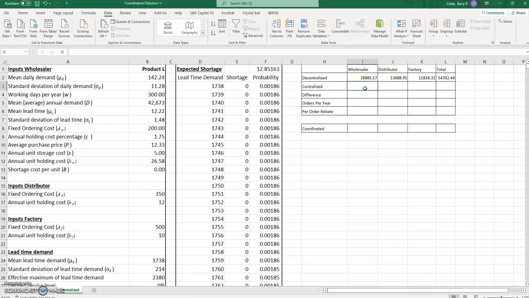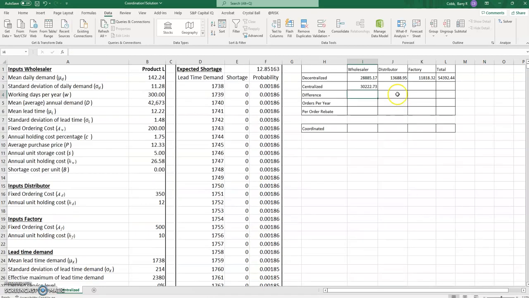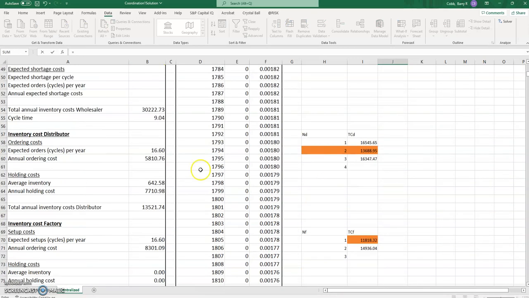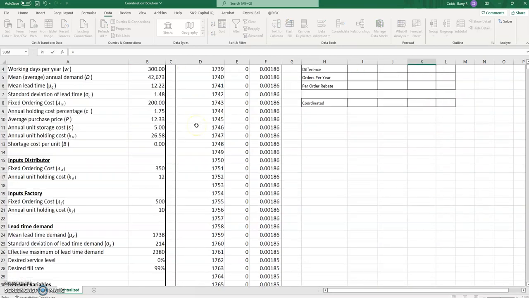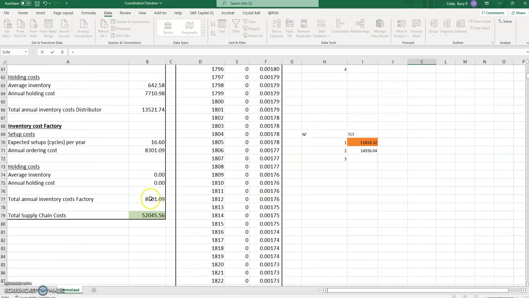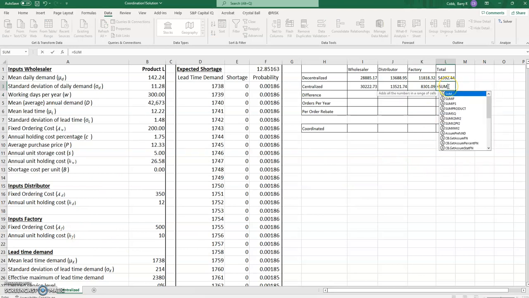Then we'll link these on the same tab here to the centralized solution. So the wholesaler centralized solution is a cost of $32.23. The distributor solution, cell B66, and the factory solution. Each of these is a reference to the appropriate cell on the same sheet. And we can sum those together.